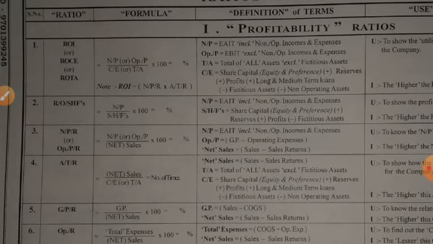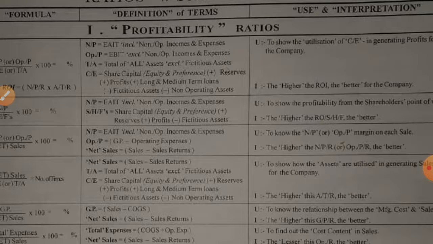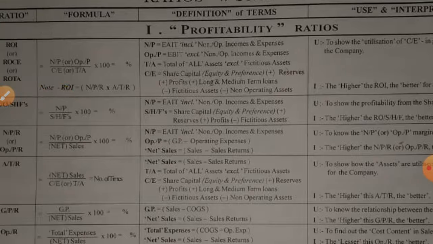What is operating profit? Gross profit minus operating expenses. Operating expenses means expenses which are related to business, running the business. These expenses we need to consider. Non-operating expenses we should not consider here. It is used to know the net profit or operating margin on each sale. What is the ratio between sales and net profit? It will tell. The higher the net profit or operating profit ratio, that will be the better for the organization.